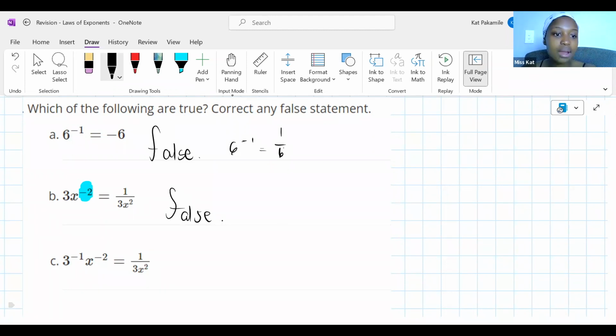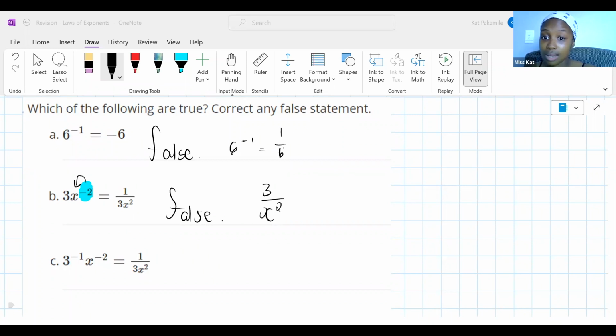Okay, remember, guys, this -2 belongs to the x. Thank you, Izo. So only the x becomes the reciprocal. The 3 remains in the numerator, but your x squared will have to move to the denominator. So everyone who said true, do we understand why this cannot be true?